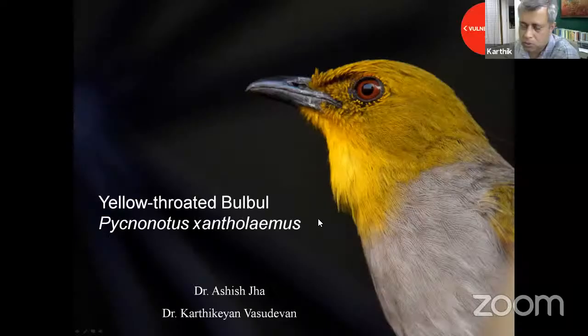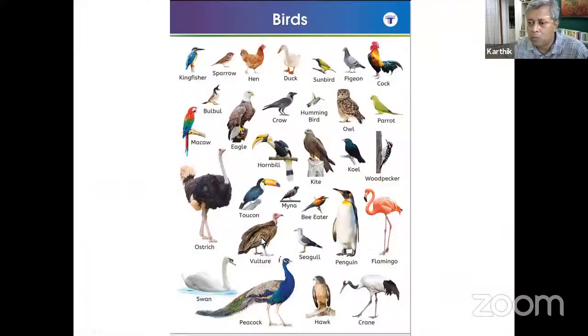Can see it up close. But the bird is actually very small. And this work was done by Ashish Jha, as I mentioned to you. So I'm going to speak, many of the pictures taken in this presentation are by him. And I'm almost speaking on behalf of him.